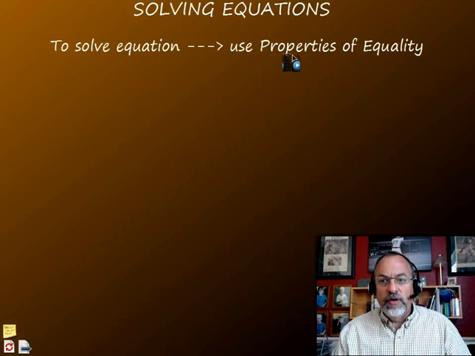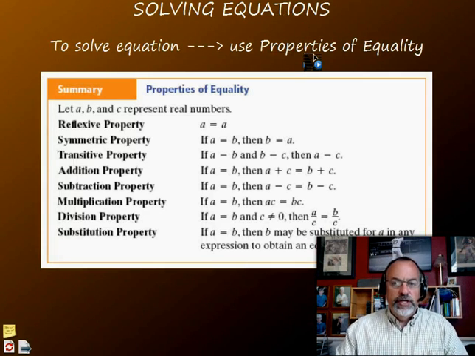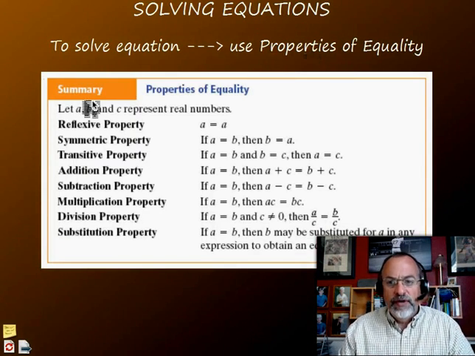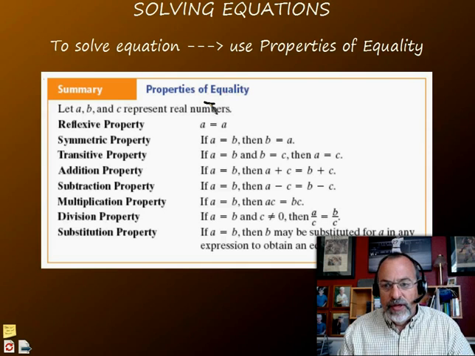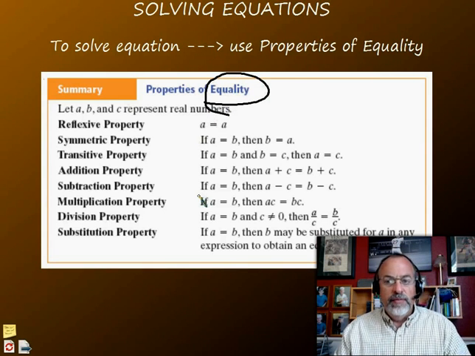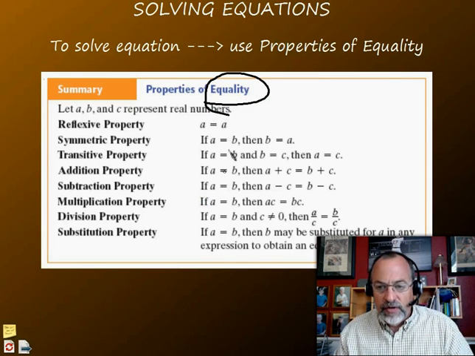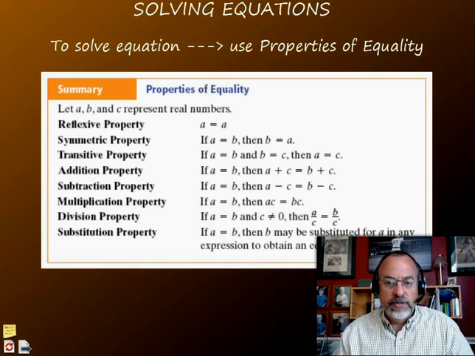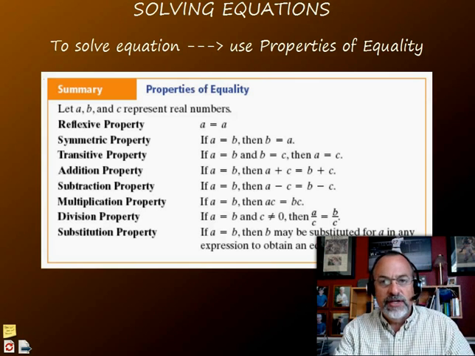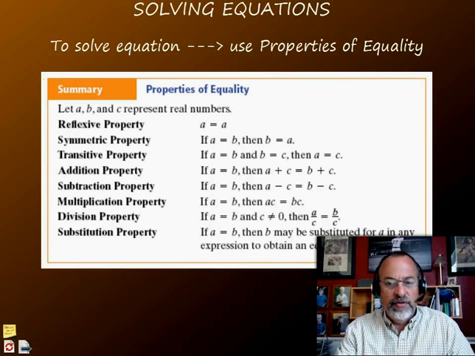To solve an equation, you use these properties of equalities. You've seen them before, and properties of equality simply means that you use these when you are working with an equation. Notice all of these properties have an equal sign down here, because these only apply if we have an equal sign. And again, basically it comes down to this: what you do to one side, you have to do to the other.